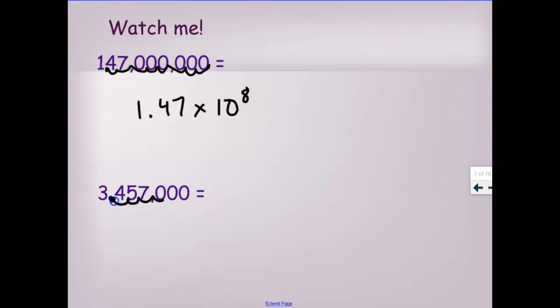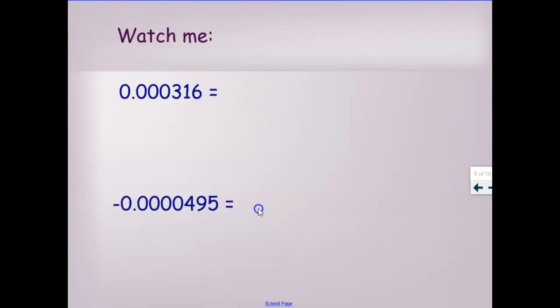1, 2, 3, 4, 5, 6 moves is what it takes. So I'm going to write my decimal part here with no extra zeros and add it times 10 to the positive 6th power. All right, what about those little decimal friends here?